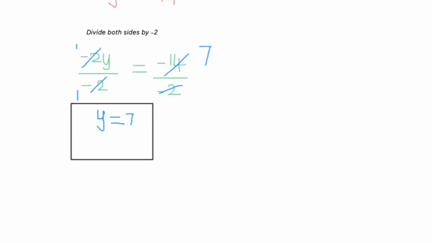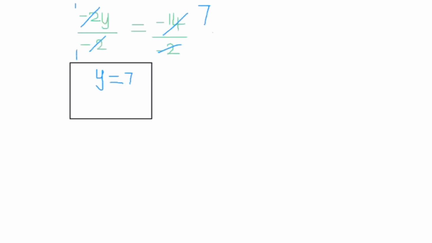So we know the value for y, because we solved for one variable. We eliminated one, we solved for one, and we know the answer for one variable. So it is y is equal to 7.